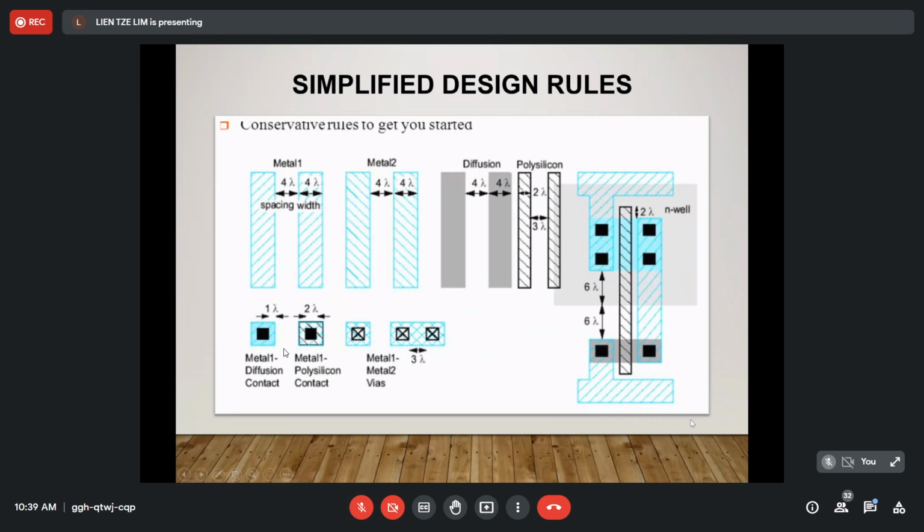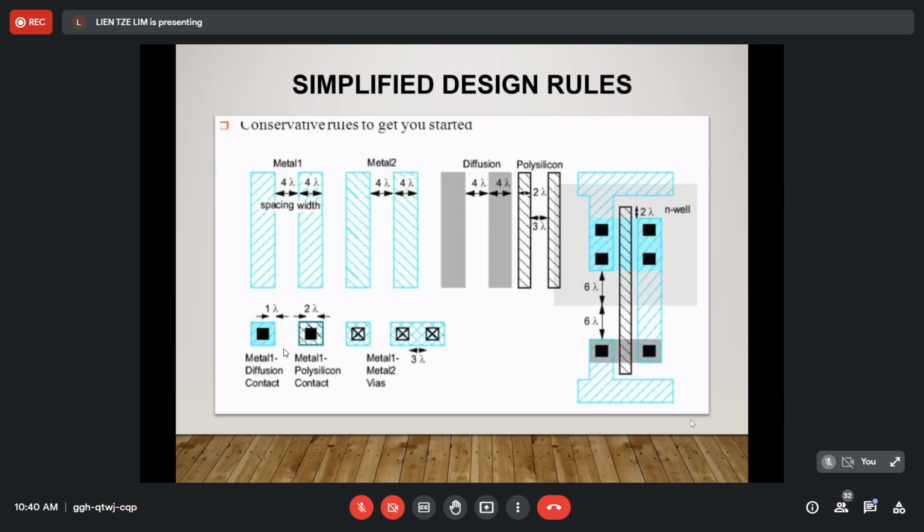Today I will continue with chapter 2, which is about the layout design rules. In the previous class, I covered the fabrication process and layout design rules. Layout design rules are a design guideline that specify the minimum spacing and minimum width of a set of masks. The masks mentioned here are the masks used to form the patterns of the layers on the substrate for IC fabrication.